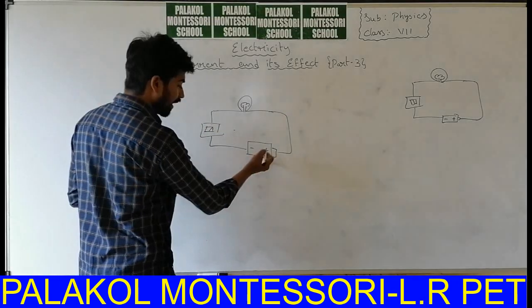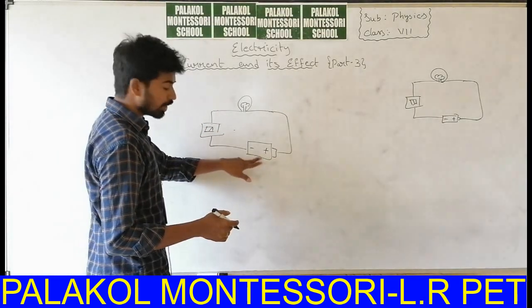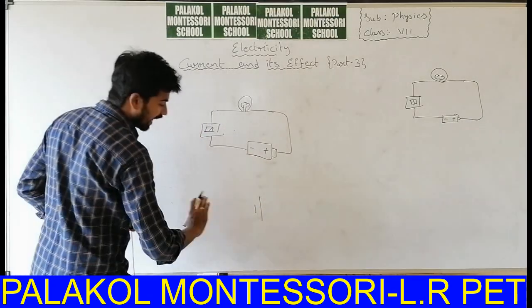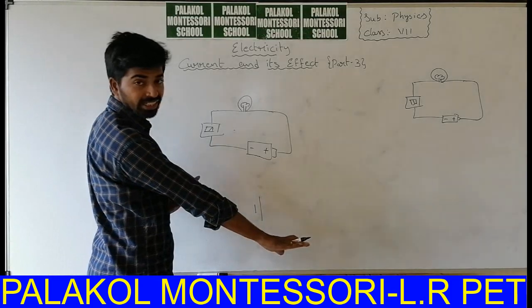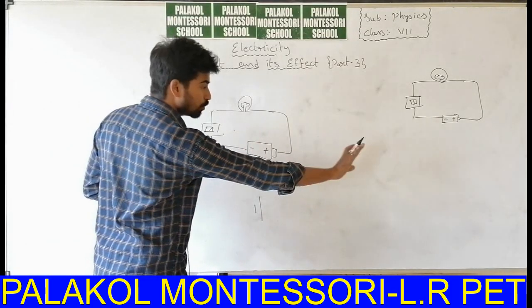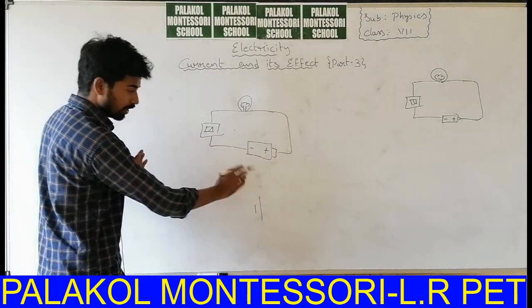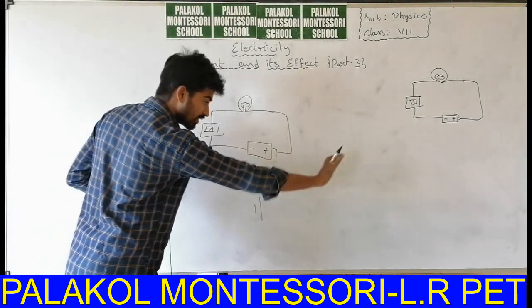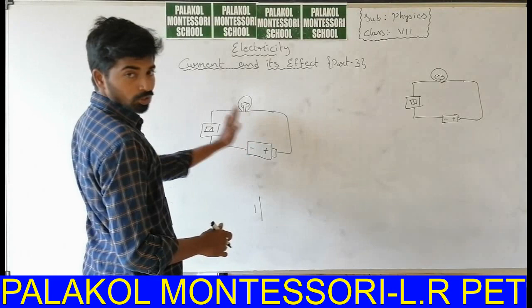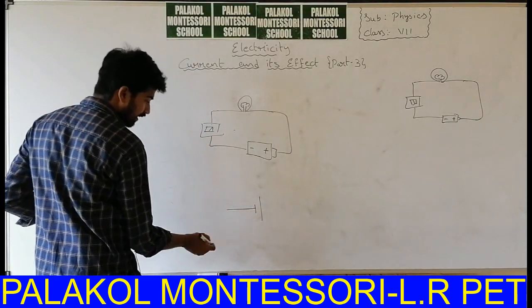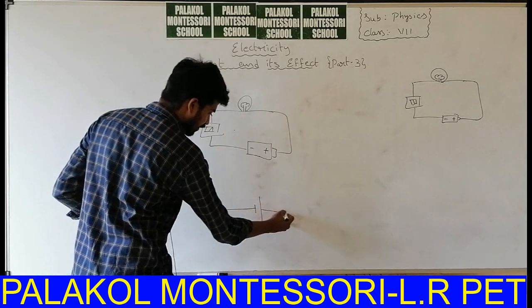What is the symbol of the battery? Just start with the battery. A longer line and a shorter line. Why did I draw the longer line to this side? Because the positive terminal is towards this side and the negative terminal is on this side. That's why I have drawn it like that. Positive terminal towards the right side and negative terminal towards the left side.